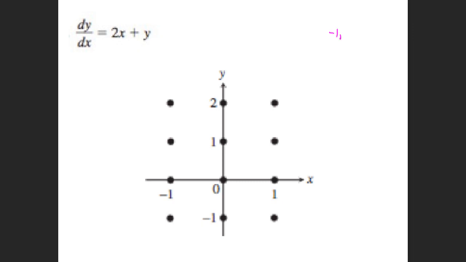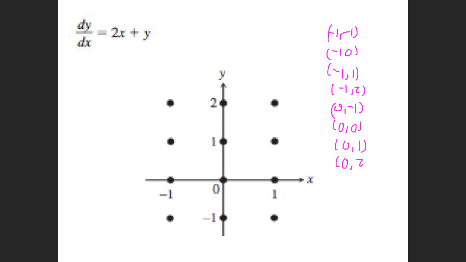So in this problem, I've got -1, -1. I've got -1, 0. Negative 1, 1, negative 1, 2. Then I have 0, negative 1, 0, 0, 0, 1, 0, 2. Then I have 1, negative 1, 1, 0, 1, 1, 1, 2. Okay, whew, got all my points.